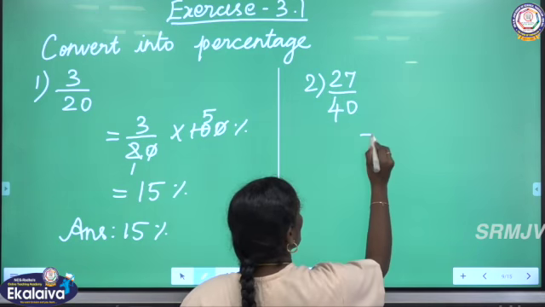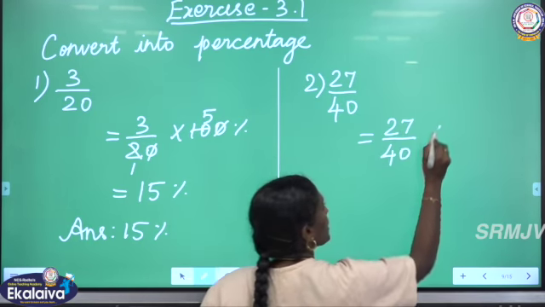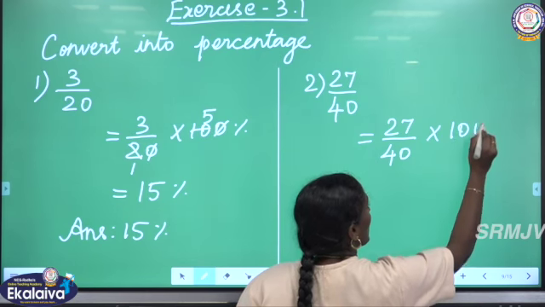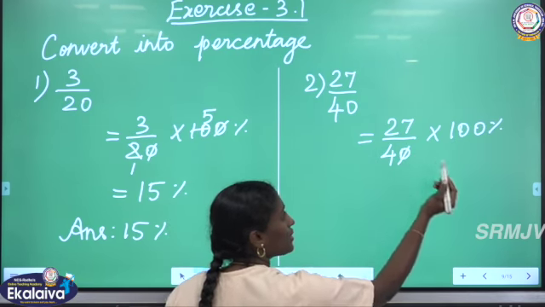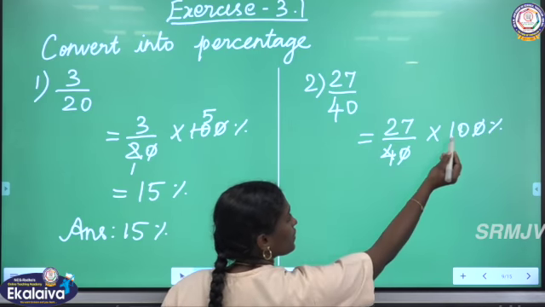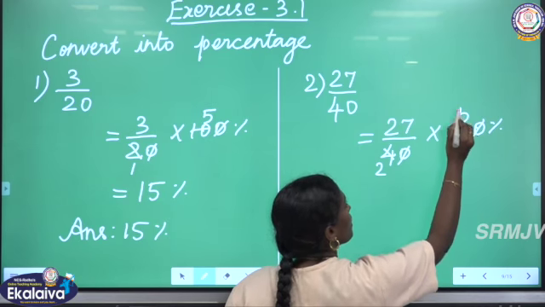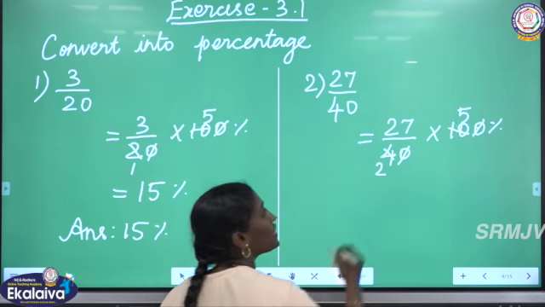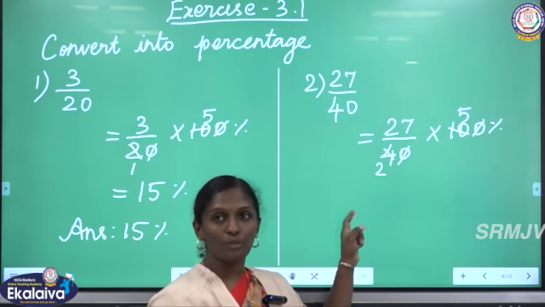The second one is 27 by 40. To convert it, we have to multiply it by 100 percentage. Now, we have to reduce it. Here we can cut 10 here and 10 here. Then, we can reduce 4 and 10 in 2 table. In 2 table 2 times, in 2 table 5 times. In numerator 27 and 5 is there. In denominator 2. Both the numbers are not divisible by 2.